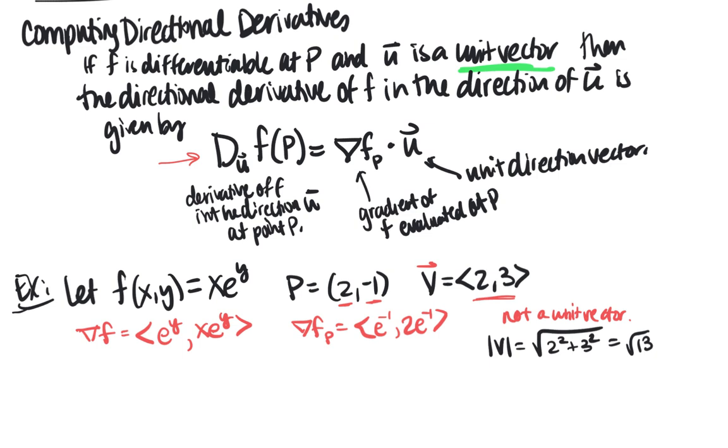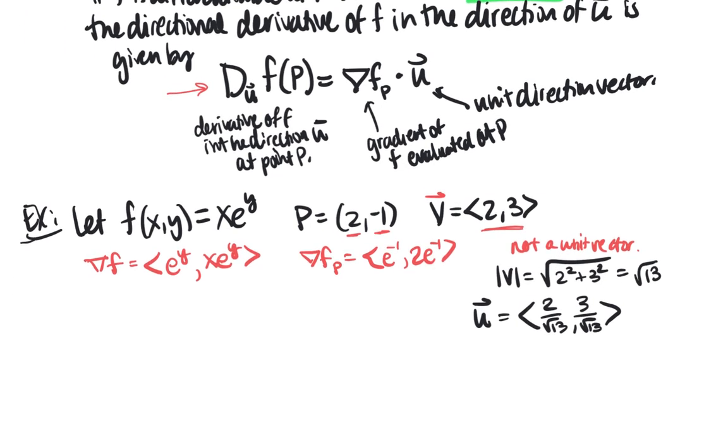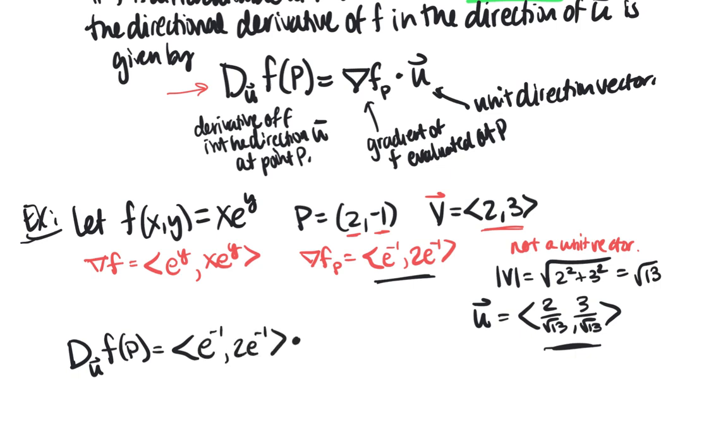So what I can do is say my unit vector pointing in that direction is going to be 2 over square root of 13, 3 over square root of 13. And now if I took the magnitude of that, I would get 1. So my directional derivative in the direction of u of the function f at point P is going to be equal to, I'm going to take this thing dot with this thing. So it's going to be e to the minus 1, 2e to the minus 1, dot product with 2 over root 13, 3 over root 13.